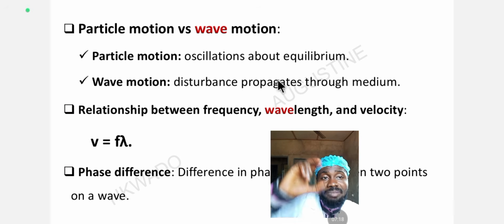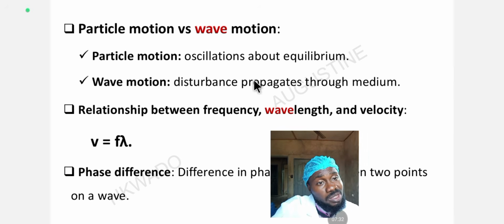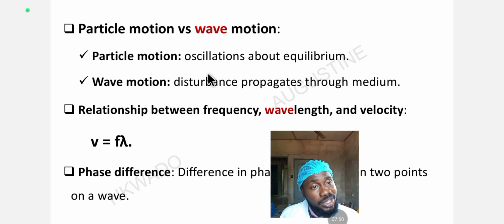So oscillation about balance. There's always balance in the movement of particles. But when you come to wave motion, we already described wave motion. Wave motion is a disturbance that travels, that propagates through a medium. There's a medium. It travels through a medium. That's wave motion. But particle motion is just oscillation about a balanced place. That's particle motion, particle vibration.